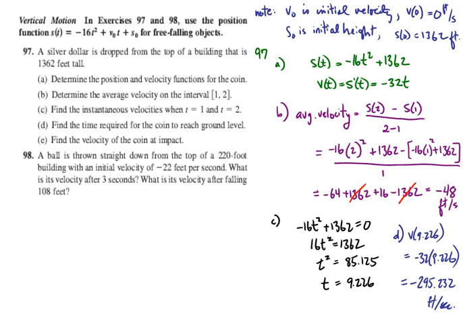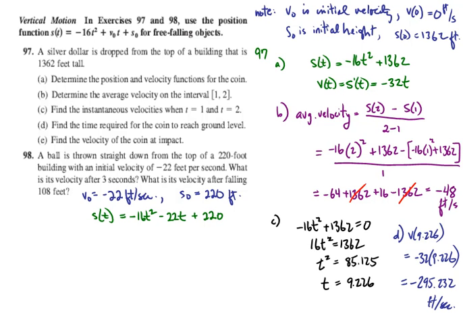In problem 98, a ball is thrown straight down from the top of a 220-foot building with an initial velocity of negative 22 feet per second. So here v sub 0 is negative 22 and s sub 0 is 220. So when we put our position function together, this time it will be s of t is equal to negative 16t squared minus 22t plus 220. And we're ready to begin to look at the problem.